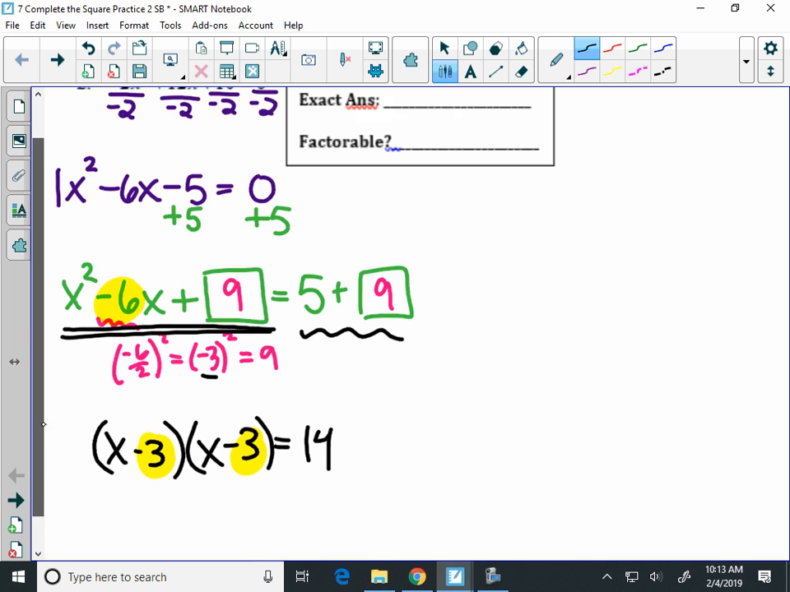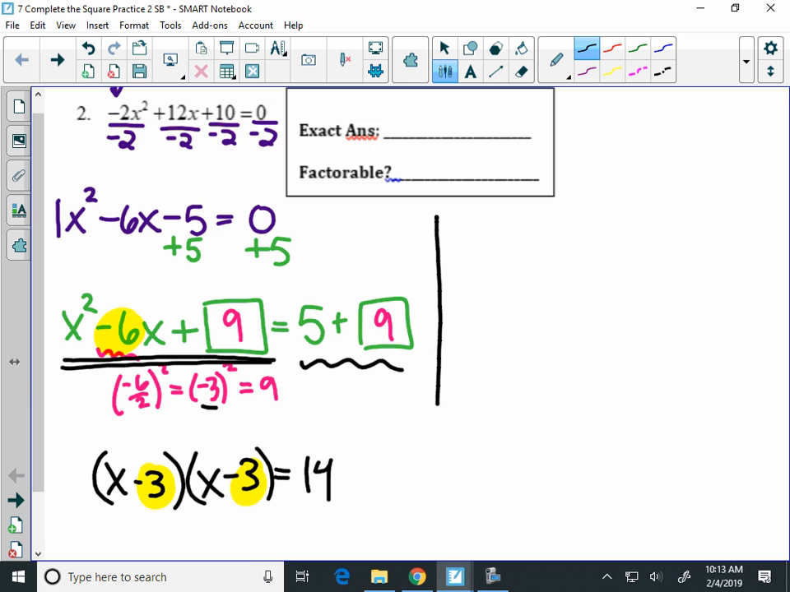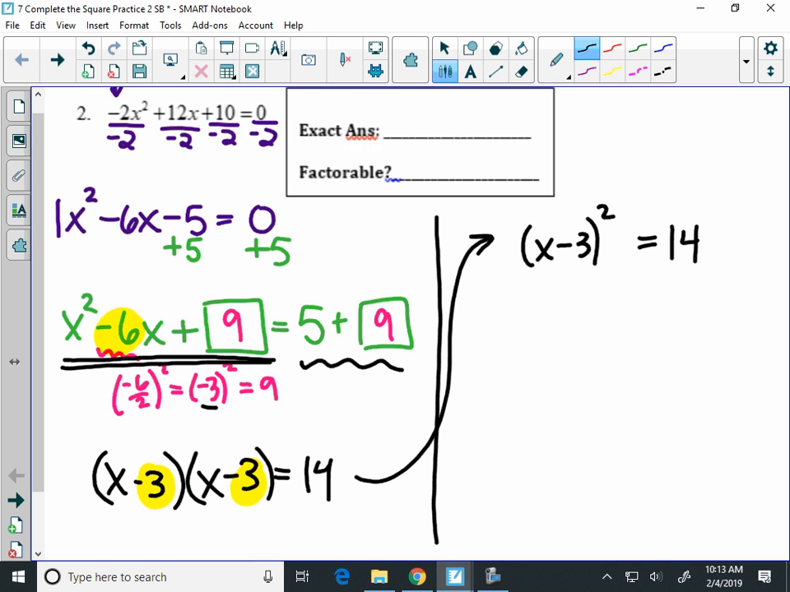All right, now I'm going to scoot up over here. That condenses to be x minus 3 squared equals 14. Now, in order to get x by itself, I take the square root of both sides, which is x minus 3 equals plus or minus radical 14. Remember, when you take the square root, you have a plus or minus. And then you add 3 to both sides.